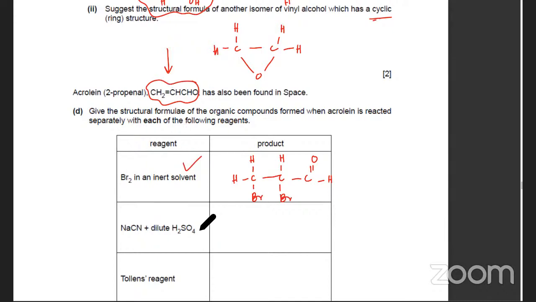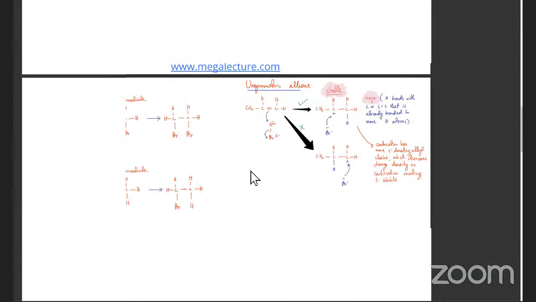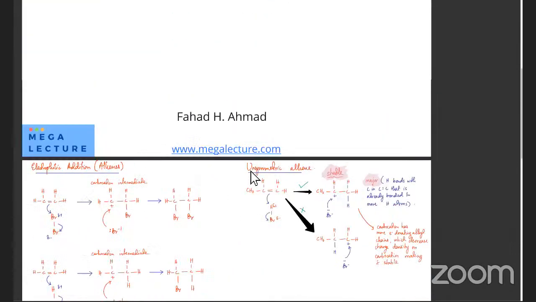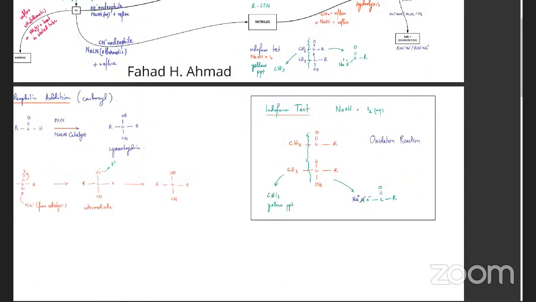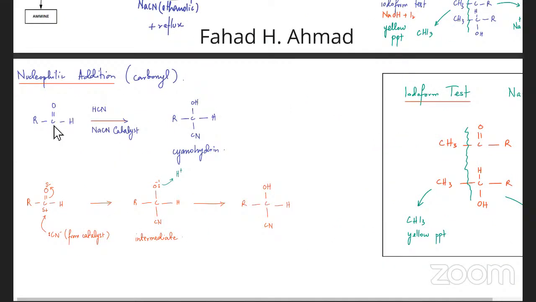Then it's NaCN with dilute H2SO4. This is nucleophilic addition. This reaction over here: an aldehyde or a ketone, any carbonyl group, would undergo this. They would end up forming a cyanohydrin. Like if you had a C double bond O, it would turn into a C-OH with a CN at the bottom.